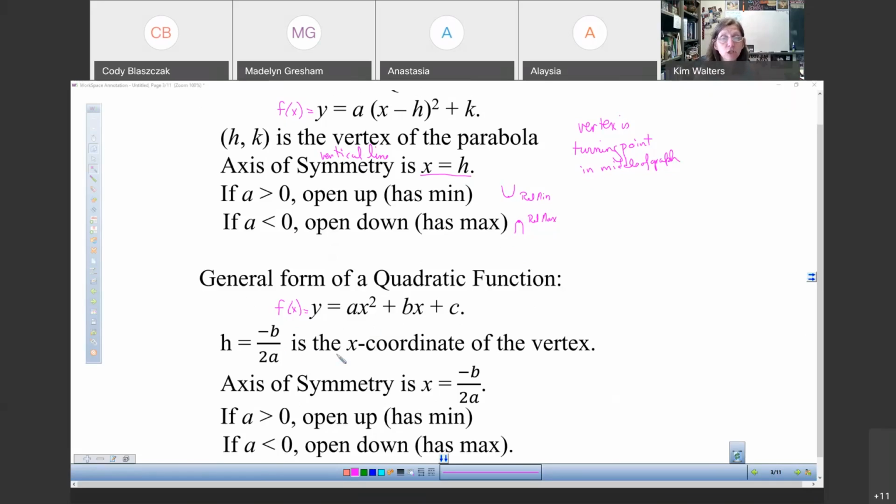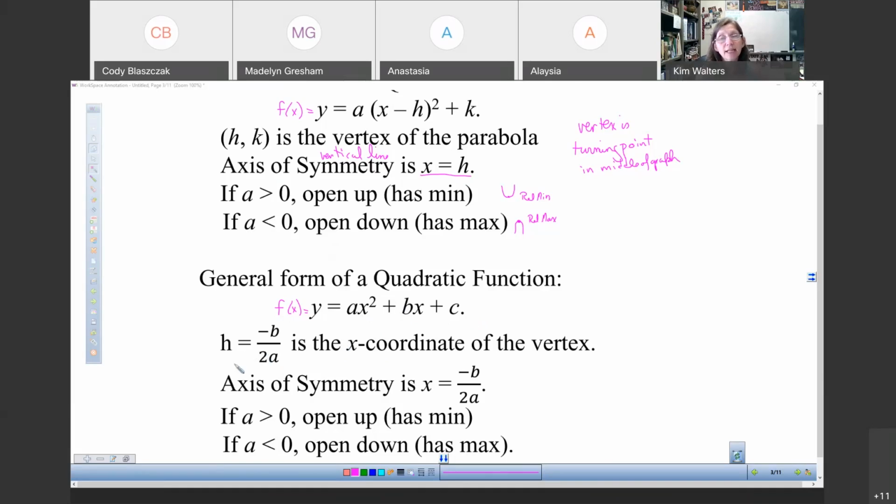I tend to teach the formula for finding the vertex if it's in general form. And what happens is that the h part of the vertex is still h, k. That h part of the vertex comes from negative b, the coefficient of x, over 2 times a. I don't care about the constant out here.